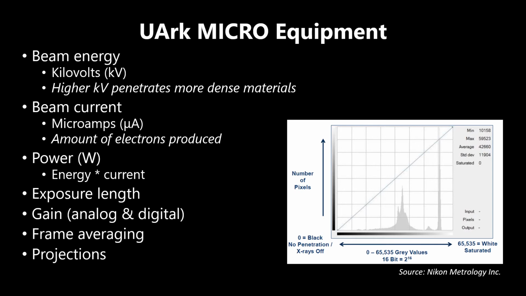There are a variety of imaging parameters that can be adjusted to optimize CT scanning. These include the beam energy, beam current, power, which is a product of the energy and current, as well as options such as exposure length, analog and digital gain, the number of frames that are averaged to produce an image, and the total number of individual projections or X-ray images that are used to produce the volume rendering.